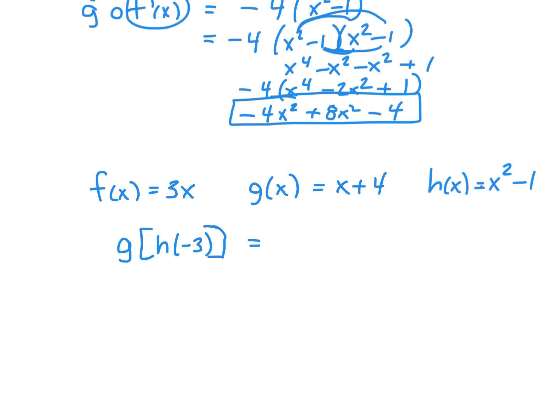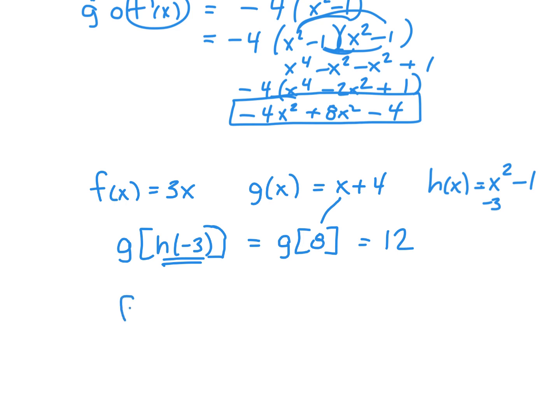So now you would do h of negative 3 first. You'd put negative 3 in for x right here. That would be 9 minus 1, or 8. So now I have g of 8. I put that into the g function, and I would get 12. Now you could do a rule for g of h of x, but if you're only doing one particular problem, it'd be easier just to plug in and do it multiple times.